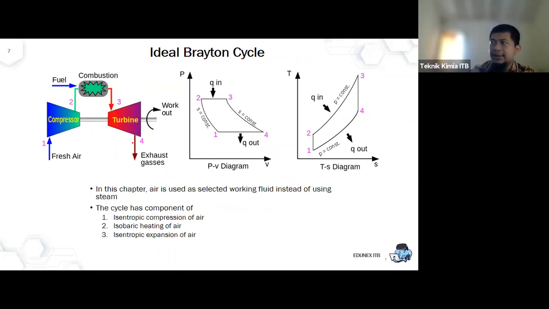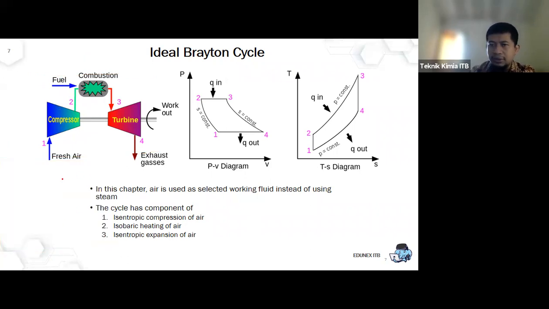So this one is the ideal Brayton cycle, even though it's called the internal combustion engine, ICE. Rankine is an external combustion engine because the combustion happens at the boiler, outside the turbine. But for the Brayton, it's internal, inside the turbine.